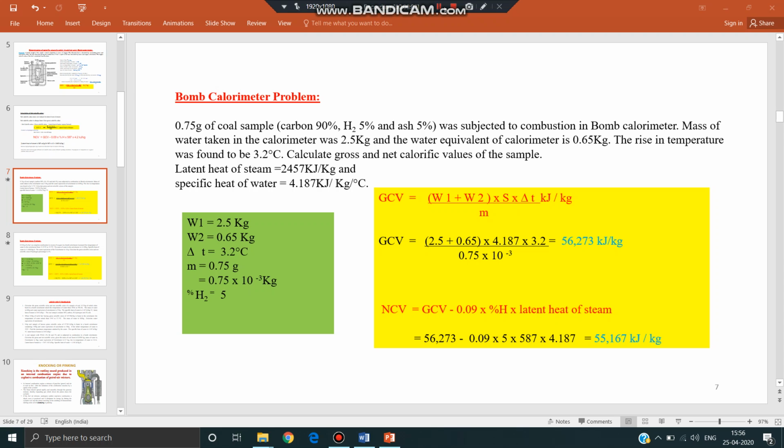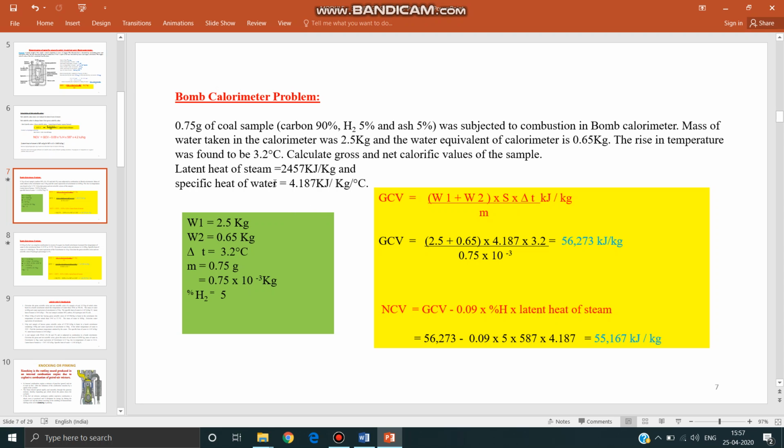Let us solve some numericals based on this gross calorific value. One example I have given here. 0.75 grams of coal sample containing 90% carbon, hydrogen 5% and ash 5% was subjected to combustion in a bomb calorimeter. Mass of water taken in the calorimeter was 2.5 kg and the water equivalent of the calorimeter 0.65 kg. The rise in temperature was found to be 3.2 degrees Celsius. Calculate gross and net calorific values of the sample.